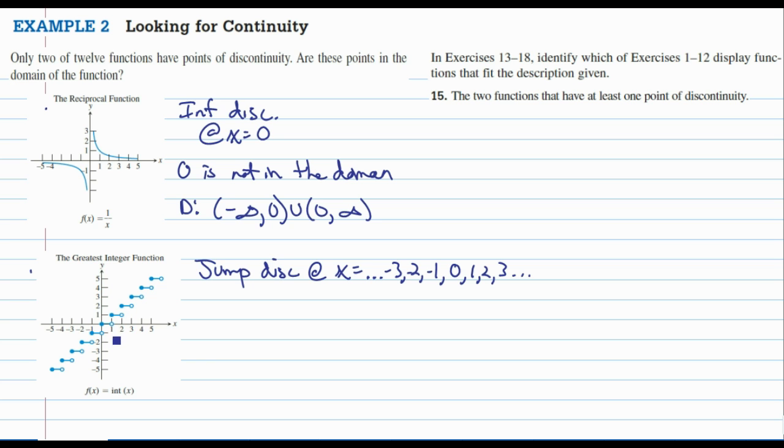For example, let's look at positive 1 on the x-axis. 1 is not in this lower piece here. There's an empty hole there. But it is included in the domain of the second piece up here. So 1 is in the domain of the integer function. All of these integers are in the domain of the integer function. The domain of the integer function is all real numbers.